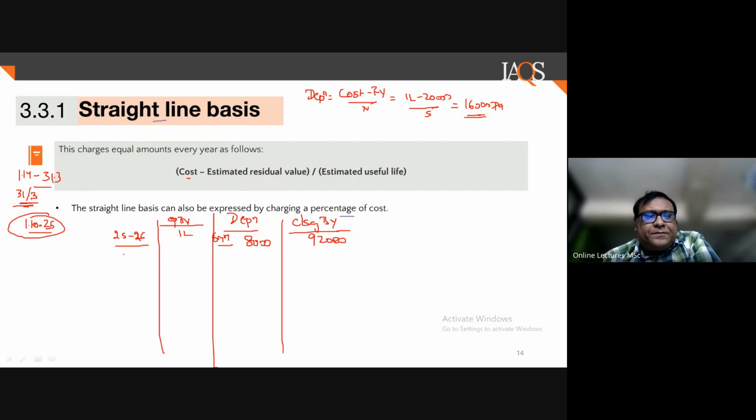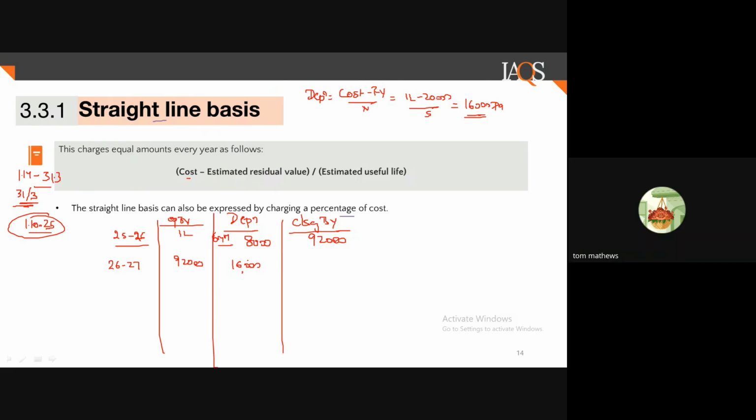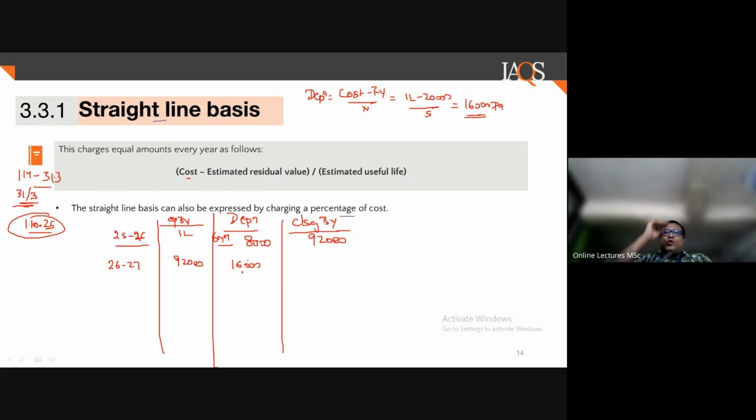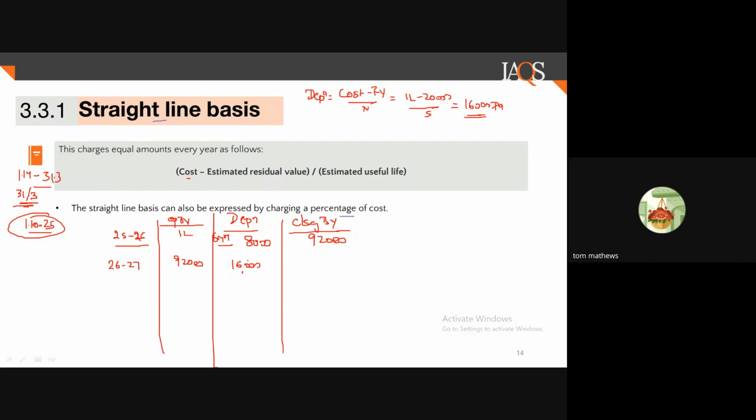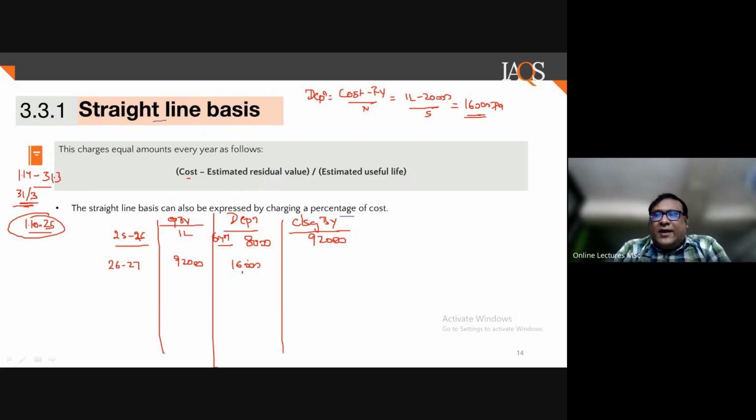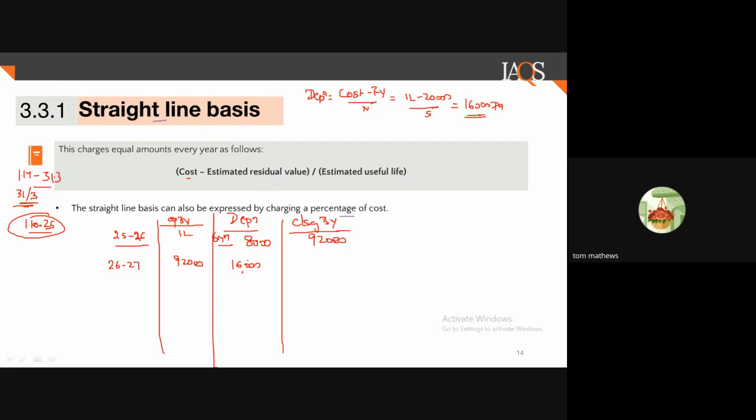Tom, is it correct? Then for 26-27, the opening is 92. But this year, because it's fully there, it's 16,000 depreciated. Are we clear, sir? Yes. For that first year, we have taken out 6 months depreciation. Exactly. So the closing balance will be 1 lakh minus 8,000. So we need to be careful that for 12 months it is 16,000. But if you have purchased it for a period lesser than 12 months in that year, then your depreciation for that year will be lower. Makes sense now?